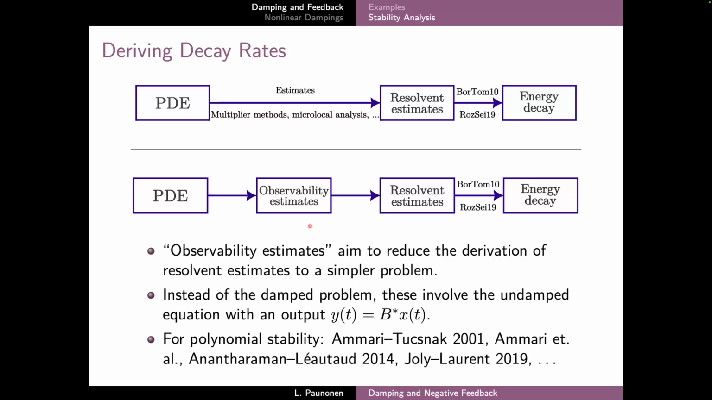And the simplicity comes from the fact that the observability estimates are verified for the undamped problem, which doesn't contain the damping term, and in this way it is simpler. And this is a very classical approach, especially in the case of exponential stability, but also for weaker forms of stability, like polynomial stability. This has been used in several instances, especially for wave equations.